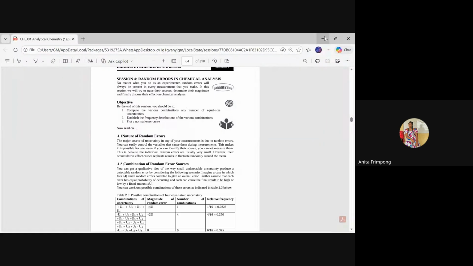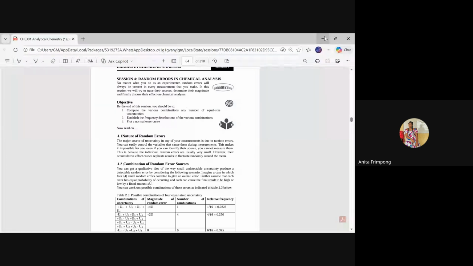Okay, random errors in chemical analysis. No matter what you do as an experimenter, random errors will always be present in every measurement that you make. In this session, we will try to trace their sources, determine their magnitude, and finally, discuss their effect on chemical analysis.